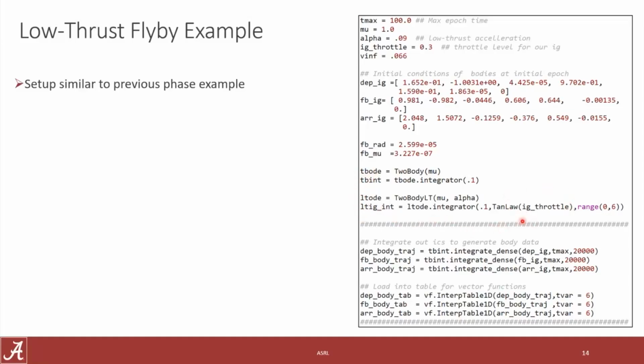Notice once again, we're using that tangent control law for the low thrust integrator. So any solution we integrate in that solution space with that ODE, we'll apply the tangent law to our control vector. Because we have the integrators and the initial conditions of all three bodies, we will propagate them out using the integrate dense call. And once again, we're going to load all of that integrated trajectory data into 1D interp tables so that we can do a smooth fit of those discretized and integrated points. So this should feel very familiar, except we've now got this intermediate flyby body.